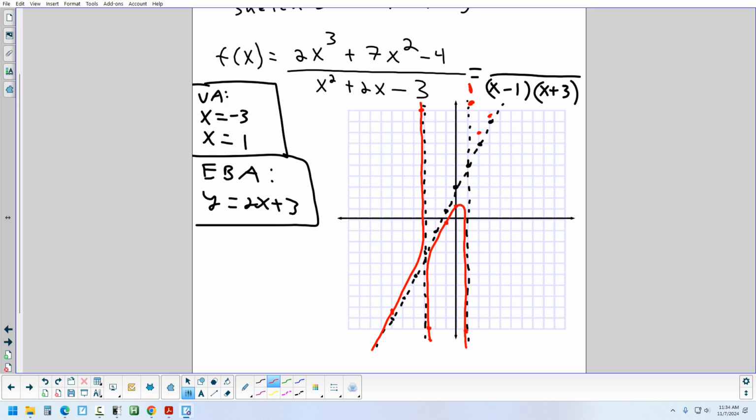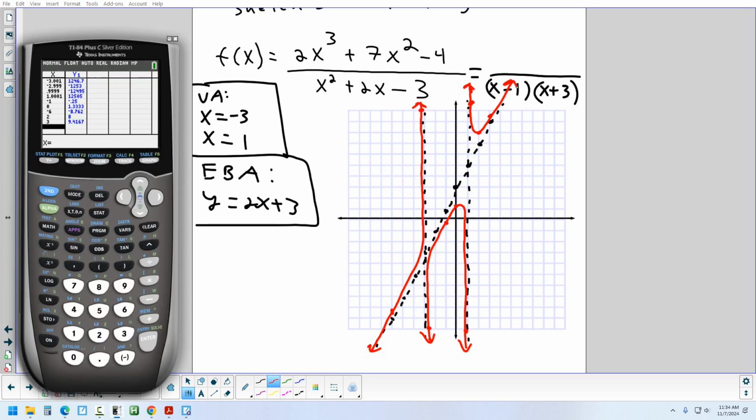Okay, so now we need to connect those red dots and stay in between the asymptotes. So this is going to kind of come down like this. It's going to turn. It's going to go like that. All those pieces keep continuing forever. Okay, I didn't put arrows on them, but hopefully that was clear.